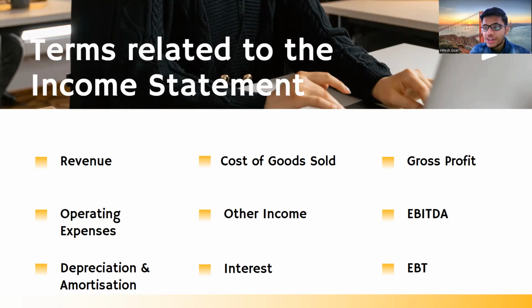After that, if a business takes a loan, on which they have to pay interest, that cost is called interest. If we deduct the interest from EBIT, we will get EBT. EBT means earnings before tax, because we haven't deducted the tax yet. And if we deduct the tax, we will get the net profit.